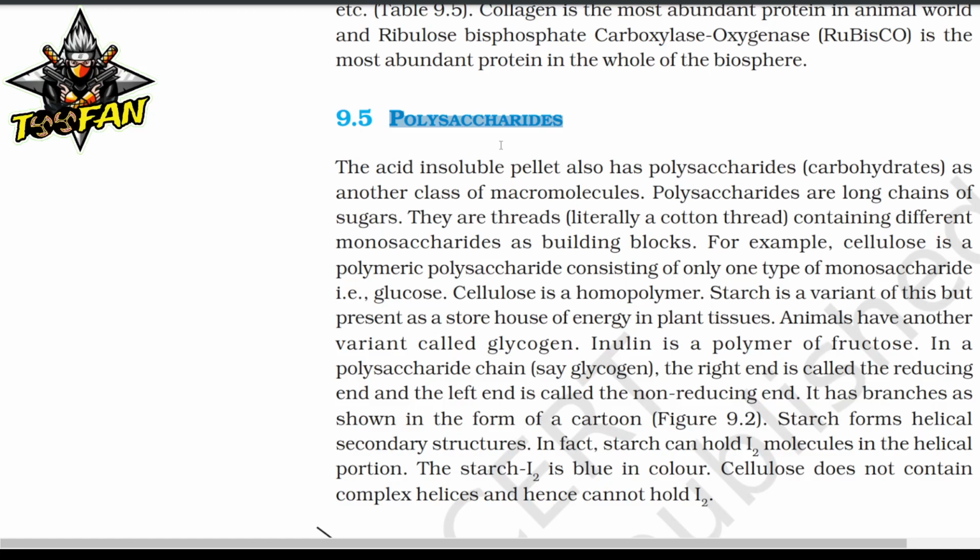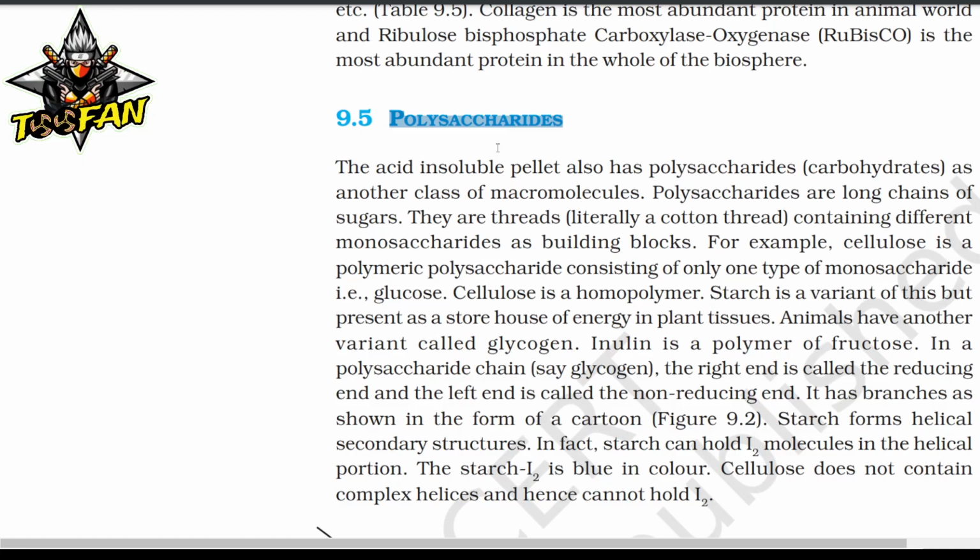For example, cellulose is a polymeric polysaccharide consisting of only one type of monosaccharide, that is glucose. Cellulose is a homopolymer. Starch is a variant of this but present as a storehouse of energy in plant tissue. Animals have another variant called glycogen. Inulin is a polymer of fructose. In a polysaccharide chain, say glycogen, the right end is called the reducing end and the left end is called the non-reducing end. It has branches as shown in the cartoons.